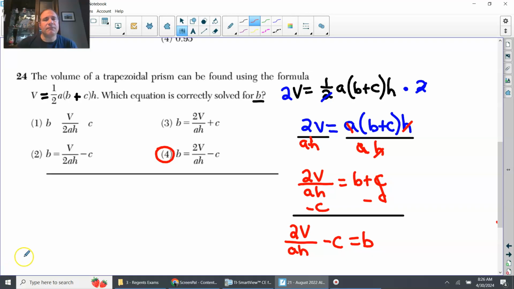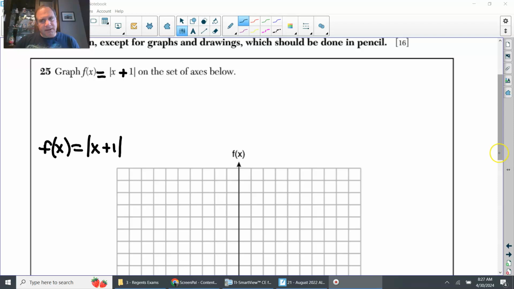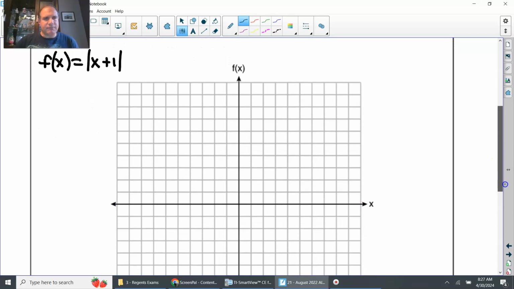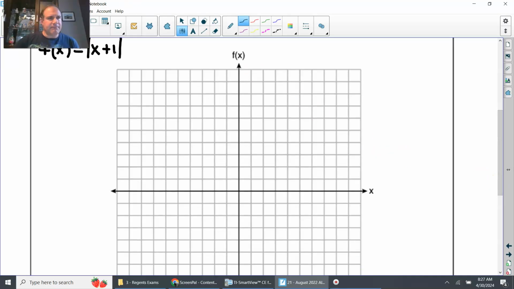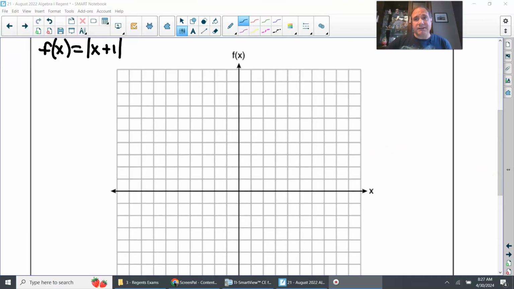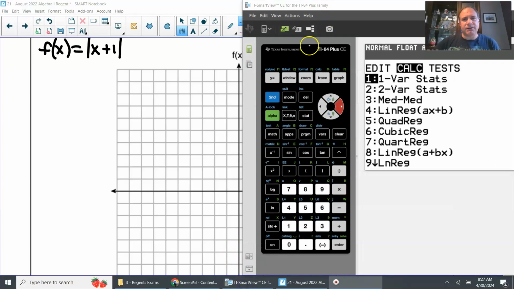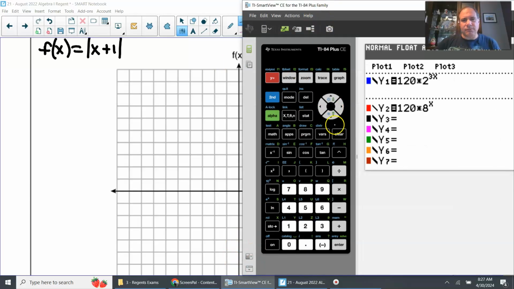And that ends the first part, the multiple choice. I mean, they really can't give you an easier question. It just says graph the absolute value. And I think this is probably one of the easier giveaway questions. So I'm just going to grab the calculator and I'm going to press y equals.